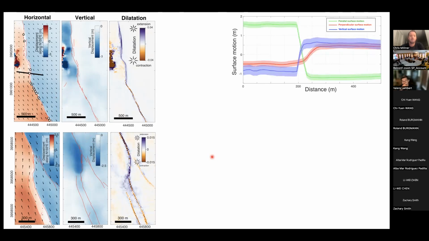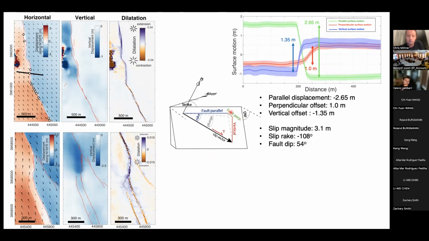Yeah, so from these strain or deformation maps, you can also calculate the total fault offset. This is just showing the amount of fault offset in the parallel direction, the perpendicular, and the vertical component of motion. And from that, because you get these three components, we can calculate the slip vector, and we can get the slip magnitudes. Here, this is indicating a rake of about -108 and a fault dip of about 54 degrees along here. So this is consistent with a transtensional, oblique strike-slip normal fault motion.